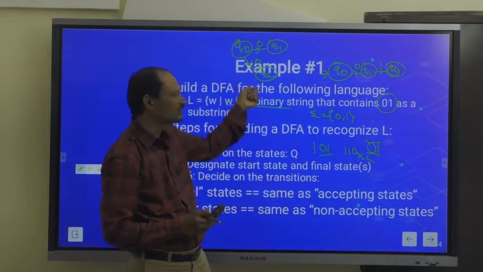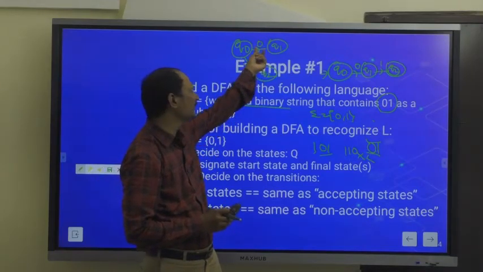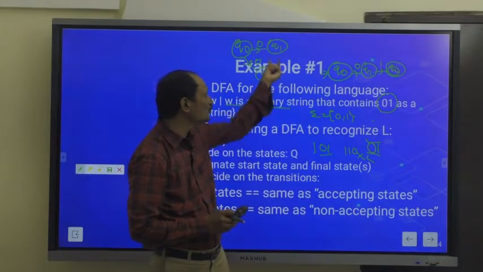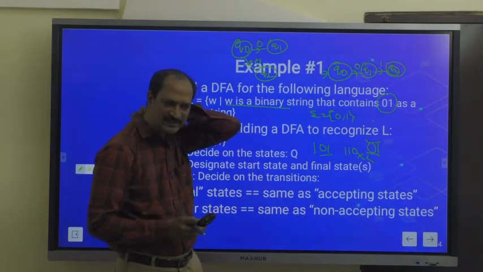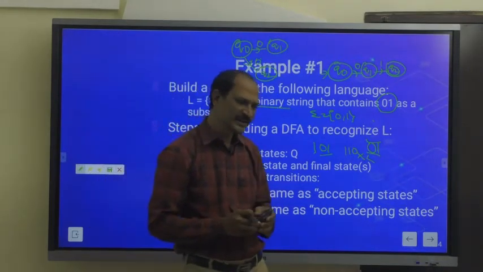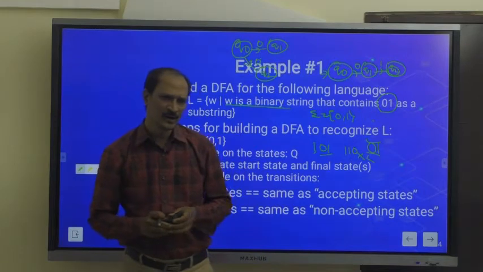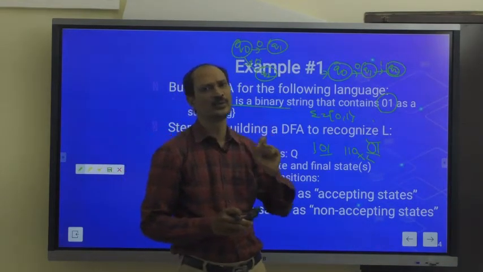Is it a DFA? No. Why? Because you are having 2 paths. Since you are applying 0 on Q0, it is going to 2 states, Q1 and Q2, which is not correct. So these are the 2 thumb rules. The first thumb rule says that all the states should consume all the input symbols, and the second thumb rule says that on the application of an input symbol on a particular state, it should go to one and only one state.